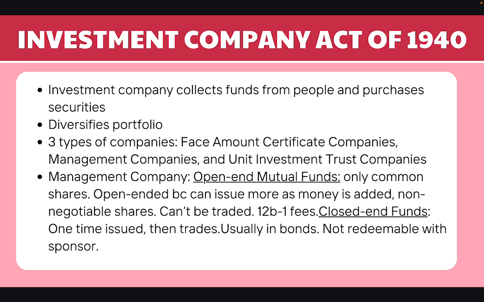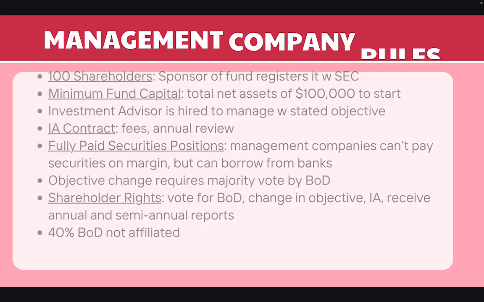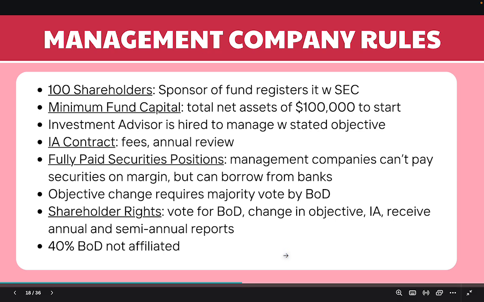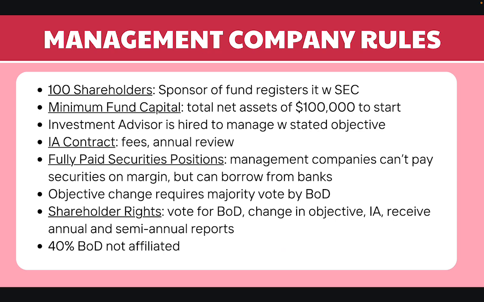Closed-end funds are a one-time issue. Then they trade, usually in bonds, and they're not redeemable with a sponsor. Management company rules. 100 shareholders: the sponsor of a fund registers it with the SEC if there are at least 100 shareholders. Minimum fund capital, the total net assets of $100,000 to start. They want these things to have a little bit of money. An investment advisor is hired to manage with a stated objective.